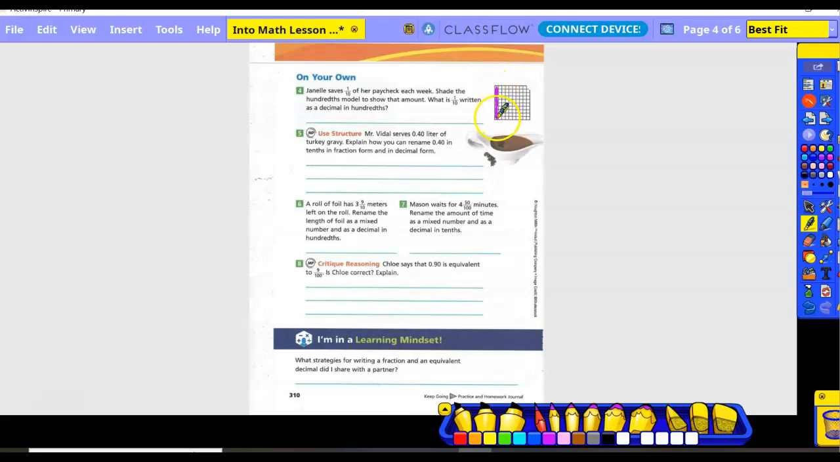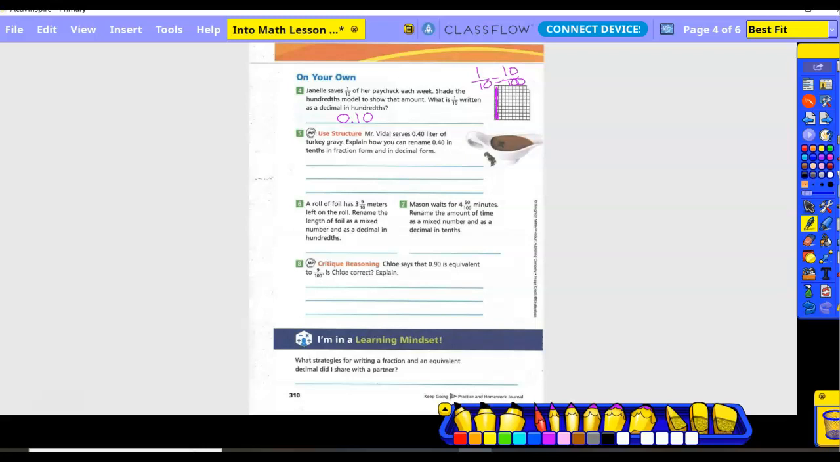So we just said that 1/10 equals 10 hundredths. So now how do I write that as a decimal? Do I have any whole numbers? No, so I put 0.10, right? Because they want it out of hundredths.